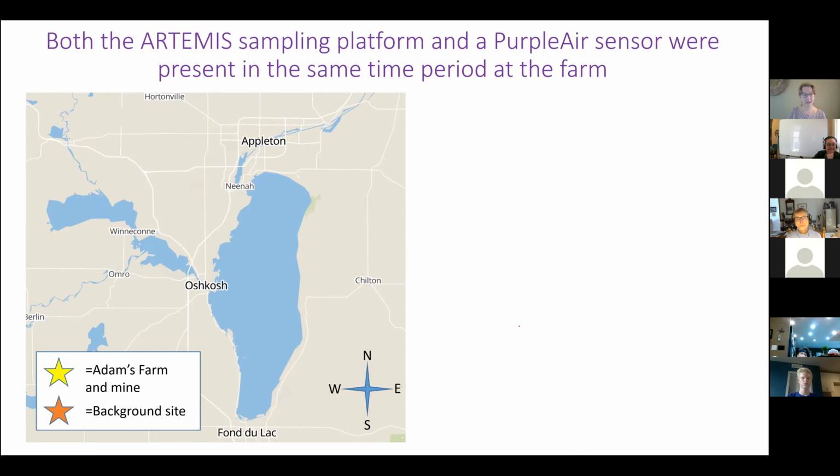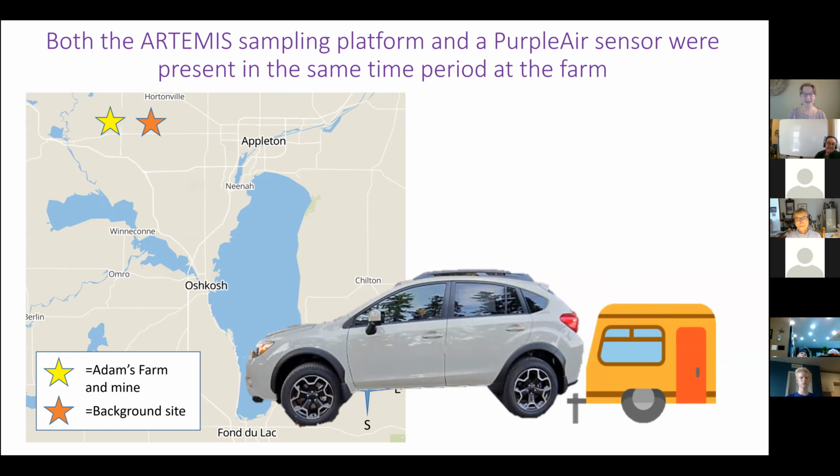So in the same period of time, we had 2 PurpleAir sensors installed in this location. We had a PurpleAir sensor at Adams Farm, which is on the fence line of the mine, and we had a PurpleAir sensor at the background site in a similar region. What I mean by a background site is a place that is far enough away from the mine that it shouldn't be picking up the particulate matter from the mine, but close enough that it should be having a similar air signature. And we also had the Artemis platform at this farm at the same time.